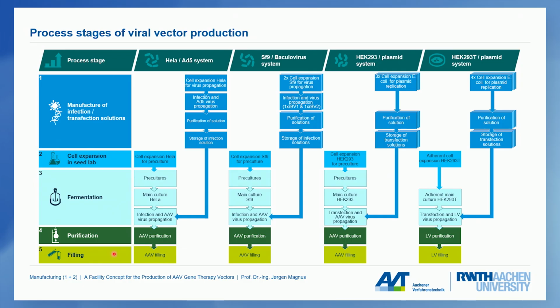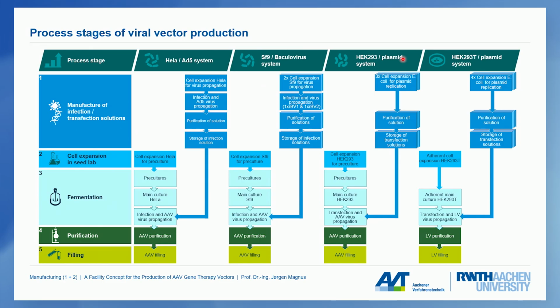And then we have the expression systems that we mentioned. We want to design the facility to be able to process all these different expression systems. The HeLa cells, which is a production cell line that needs infection with adenovirus. The insect cell line Sf9 that is co-infected with 2 different types of baculovirus. And then we have the triple transfection, the most common expression system in HEK293 cells, where you use plasmids.